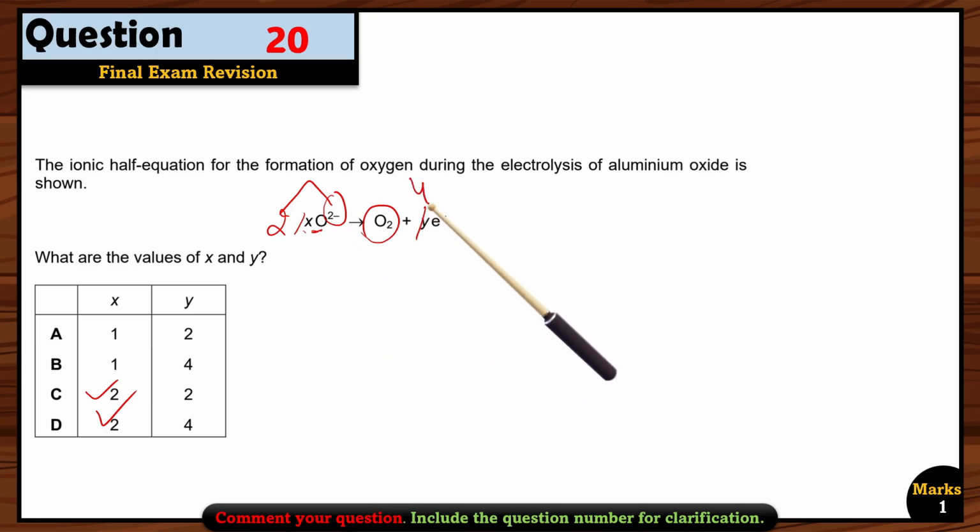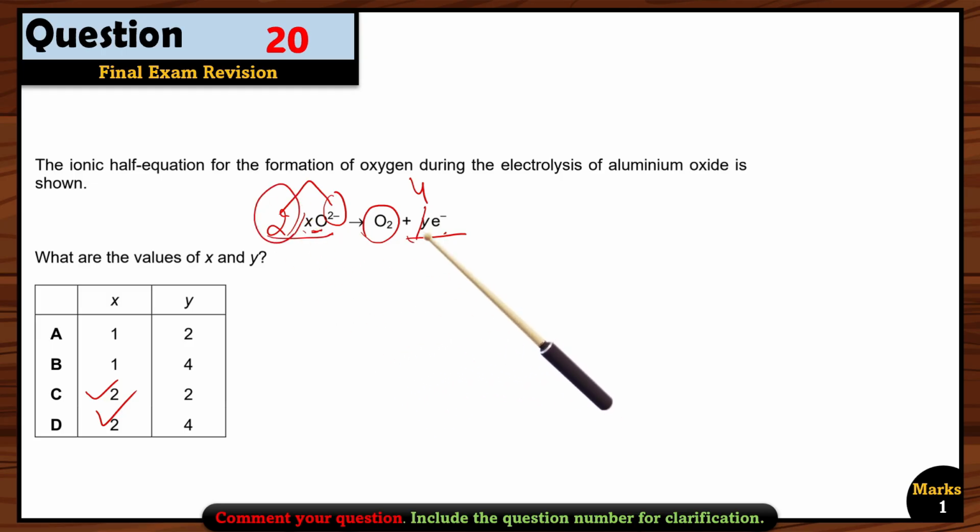So your answer should be 4 electrons. It should not be 2. They think that, okay, we have 2 oxygens, so it should be 2 electrons. No. If you see, one oxygen has a 2- oxidation state, so it will lose 2 electrons. One oxygen will lose 2 electrons, but here we have 2 oxygens, so it will lose 4 electrons.